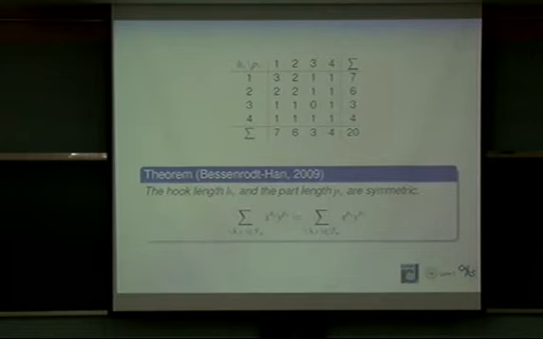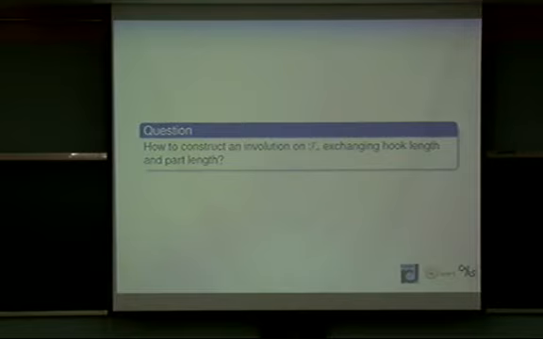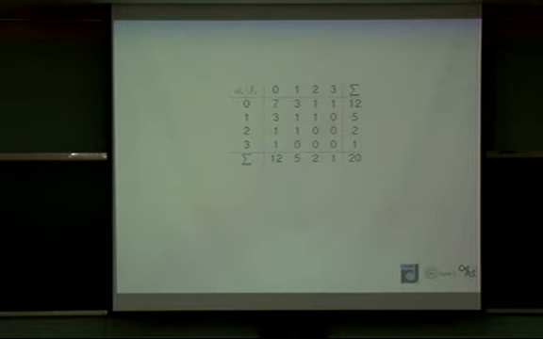Because of that, the cardinalities are actually the same. We can change the hook length and the path length. And in the next section, we answer that. This is another case: arm length and leg length. According to arm length and leg length, we count the numbers for n equals 4, and like this. This is also symmetric, but indeed, this is more powerful.